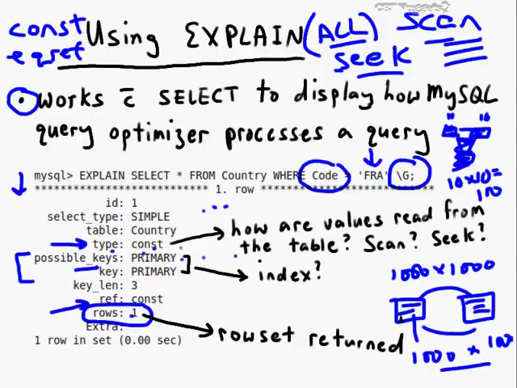So if we can reduce the number of rows that are scanned or seeked, if that's a proper English term, sought, I guess is the English term, then that is obviously going to dramatically decrease the amount of time that the MySQL Query Optimizer takes in satisfying the query and then bringing the final row set back to the user.